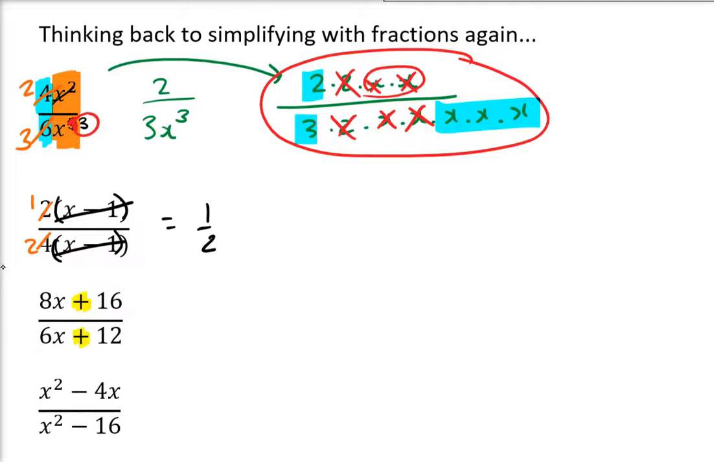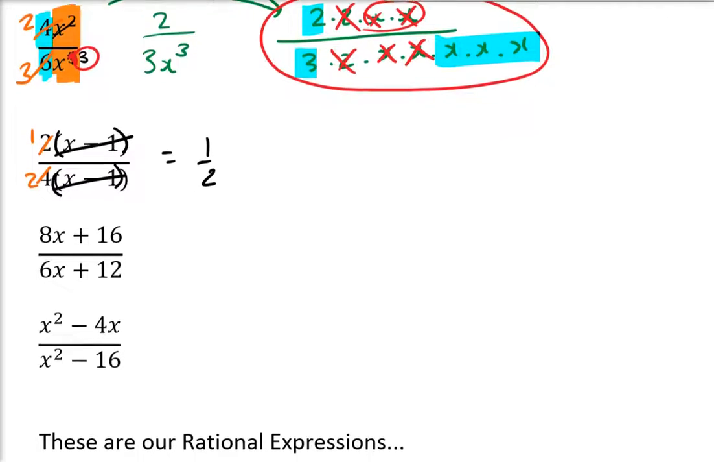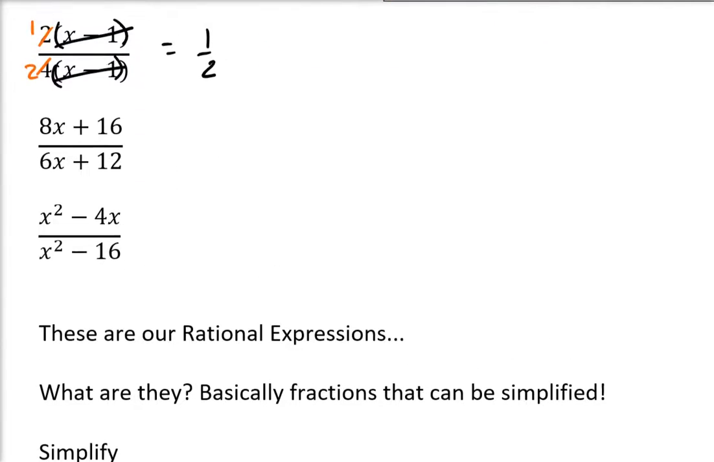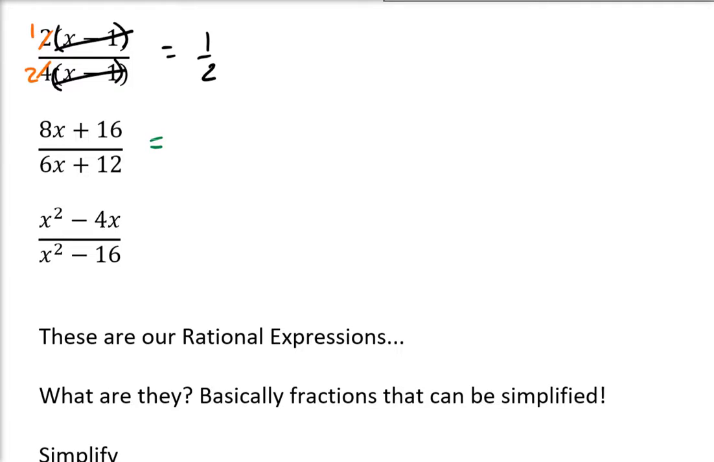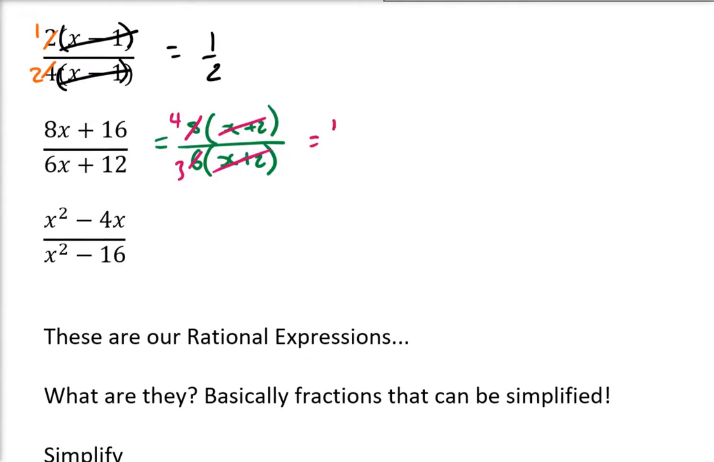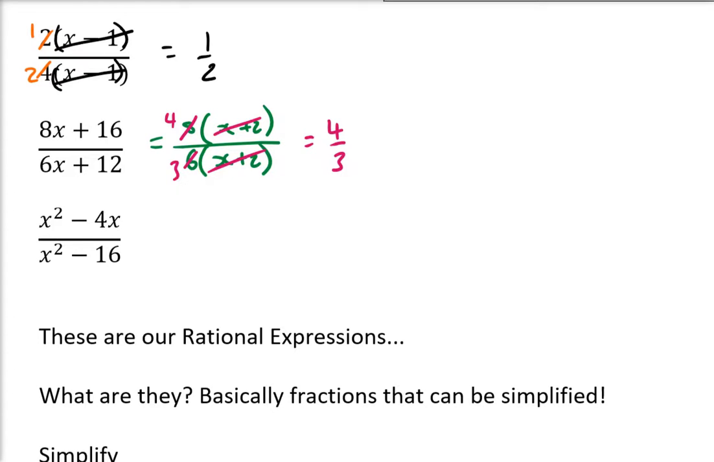So what we're trying to do with these ones that have got a plus or a minus in them is try and factorize. Hence why we did factorize in the last few days. So if we factorize the top line, the common factor with 8x and 16 is 8, so it turns into 8 lots of x plus 2. The bottom line, common factor is 6 into x plus 2. Hopefully you can now see that the common factor of x plus 2 is going to cancel. The common factor of 2 is going to cancel with 4 and 3. So my answer is going to be 4/3.